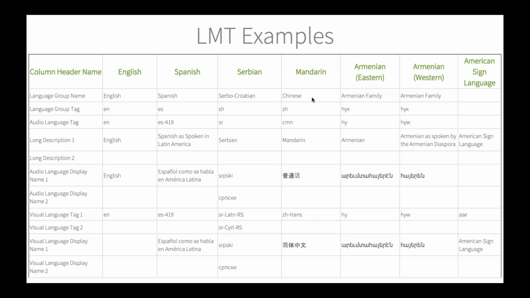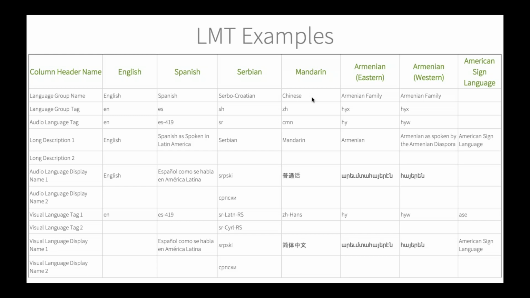Could be Mandarin, could be Cantonese. Chinese is spoken in Hong Kong and in Singapore, et cetera. So this list is actually quite interesting. Armenian, again, there's Eastern and Western. That was somebody else on the committee who runs a translation service, so they clued us in on that one. So there's Armenian as spoken by people in the Armenian diaspora. And then last but not least, American Sign Language.